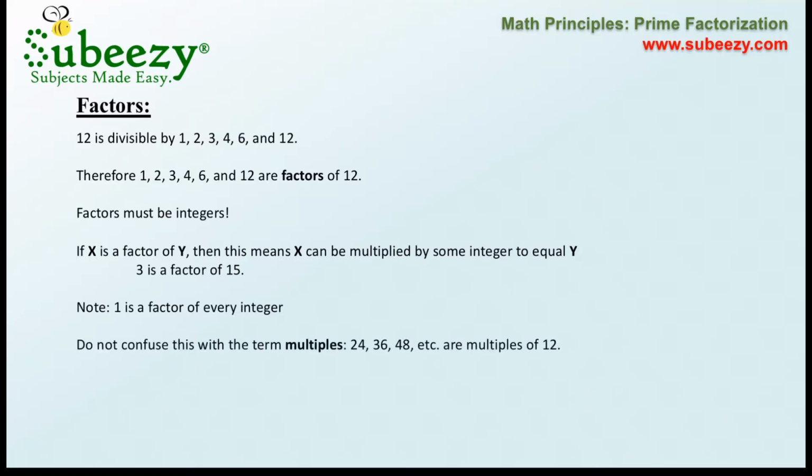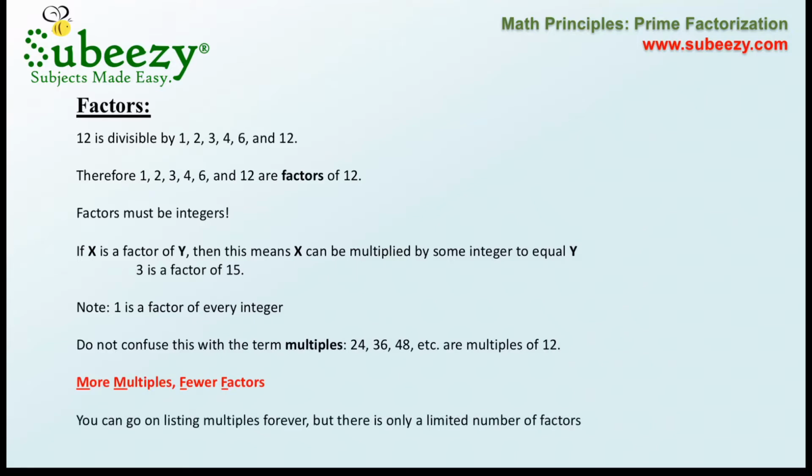Now do not confuse the term factors with the term multiples. 24, 36, 48, etc. are multiples of 12. A useful mnemonic is the following: more multiples, fewer factors. You can go on listing multiples forever, but there is only a limited number of factors.